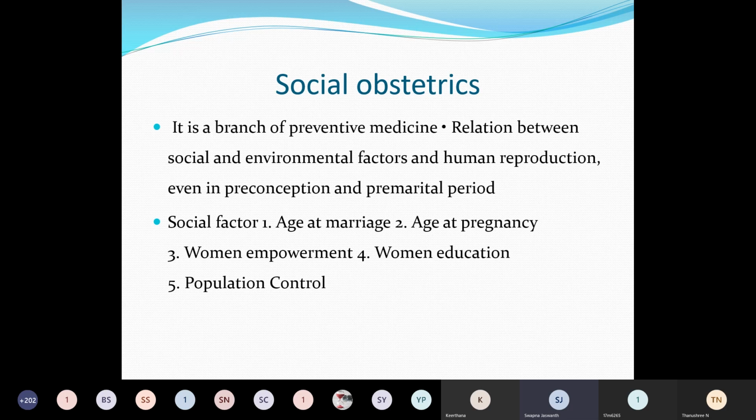For example, the various social factors that play a role in the health of the mother and the baby include the age at marriage. If the mother is married at an early age, then the risk of her having various problems during her pregnancy and childbirth is high. And if the number of births the mother has had is 4 or 5, again the risk is high. If the child spacing, that is the difference between two children, is not more than 3 years, again the risk of the mother going through various complications during pregnancy is high. Also the family size, the level of education, the mother's economic status, the various customs and beliefs the family follows, all are included in social obstetrics. So it is the social and environmental factors in relation to human reproduction, that is social obstetrics.